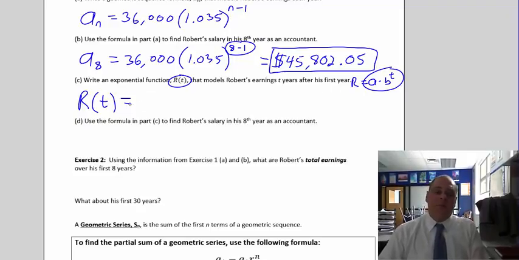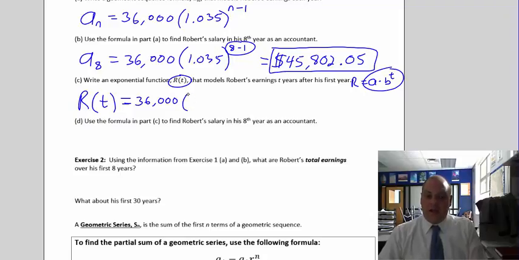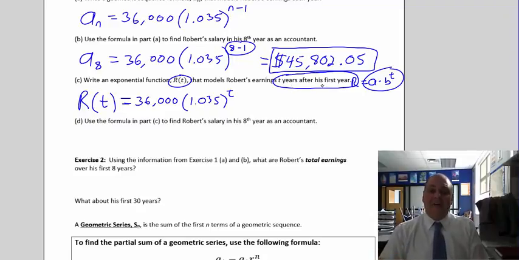So always remember, the starting amount always goes first after the equal sign. So in the function, you're always going to get the starting amount. That's going to be 36,000. And then the rate, 1.035. And then we're going to raise it to the t power. Now, why is it not n minus 1? Because t is right here. It's years after his first year. See, we don't need a function for his first year because we already know that 36,000 is his first year.